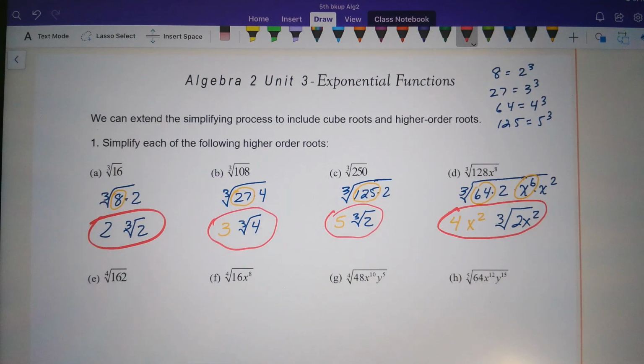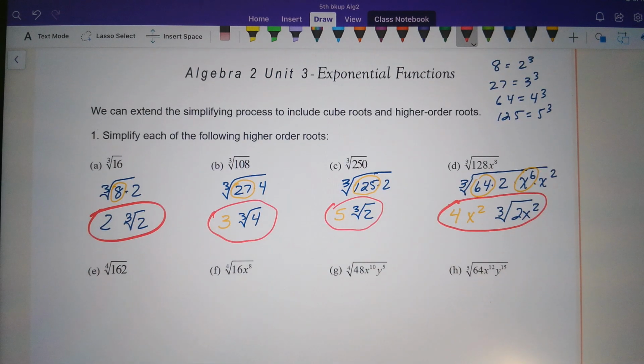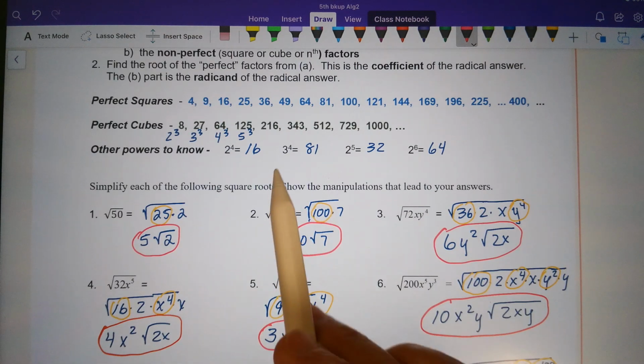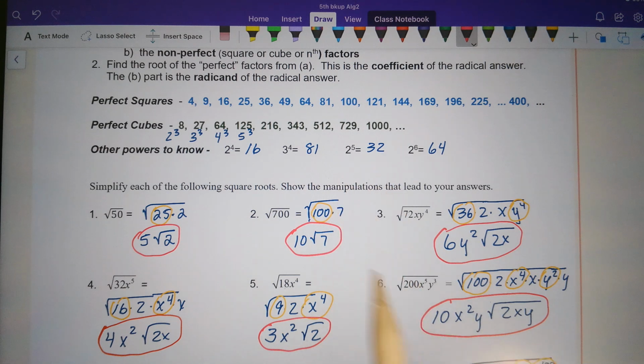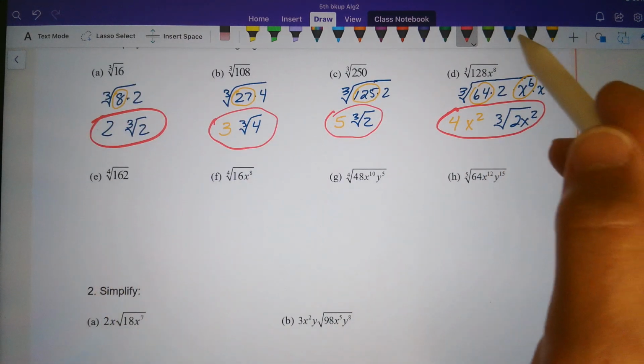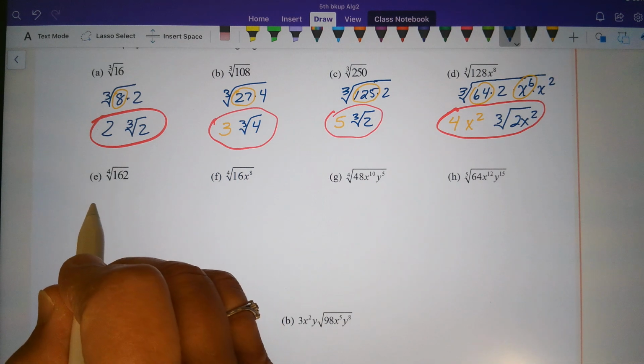Next we have a fourth root of 162. Oh, is that 16 times something? Fourth root. Oh, 81 times 2. Did we go over fourth root on the other side? We did. We had 3 to the 4th is 81, 2 to the 5th is 32, 2 to the 6th is 64. Alright. So 81 times 2.